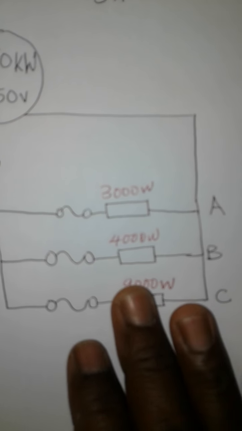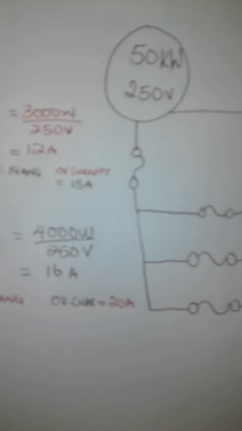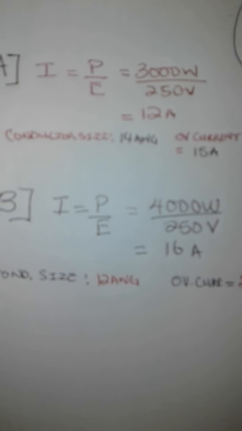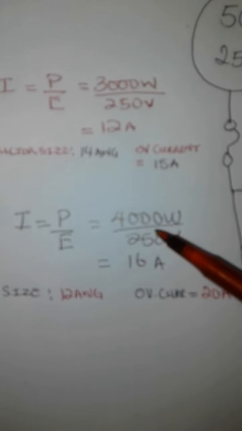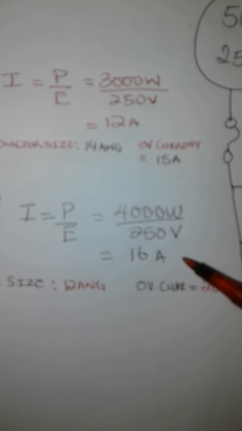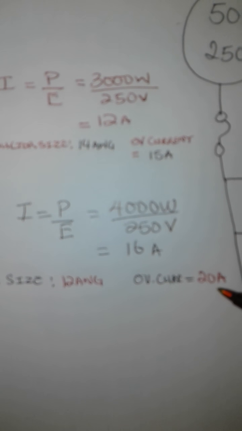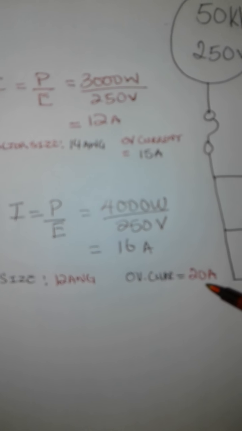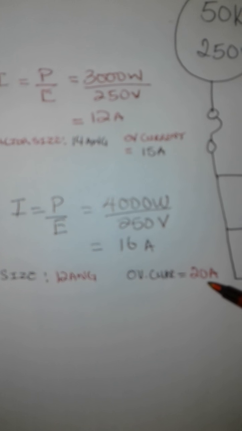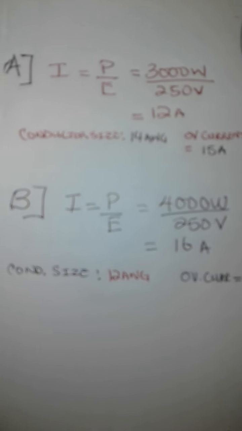So we now move on to circuit B. Circuit B has here 4000 watts. Using the same formula, I is equal to P over E. We have 4000 watts divided by 250 volts, which gives us 16 amperes. For 16 amperes, we must go higher again, and we get 20 amperes as our overcurrent protection device, which gives us our wire size of 12 AWG.